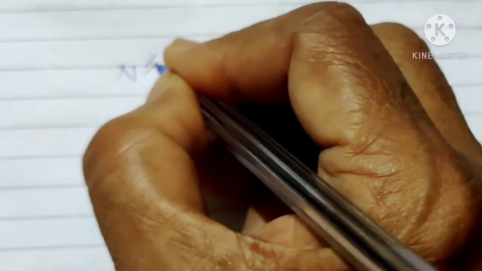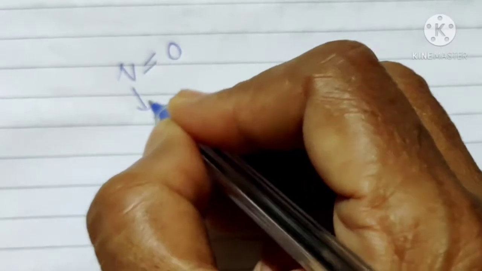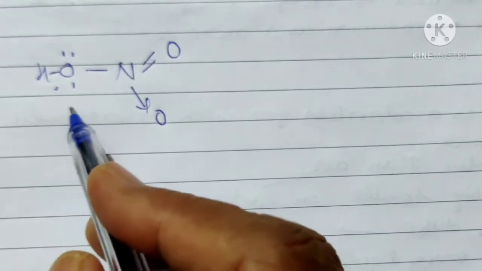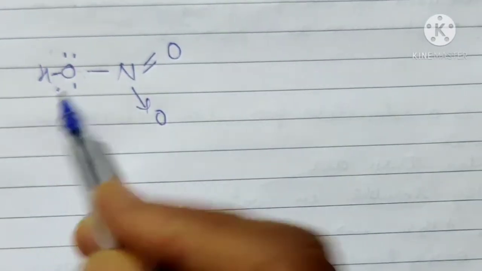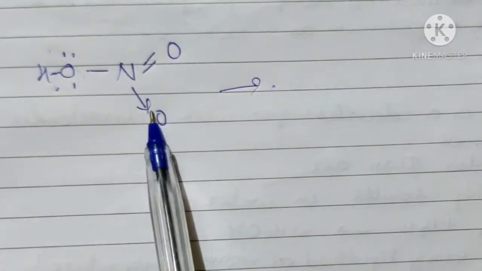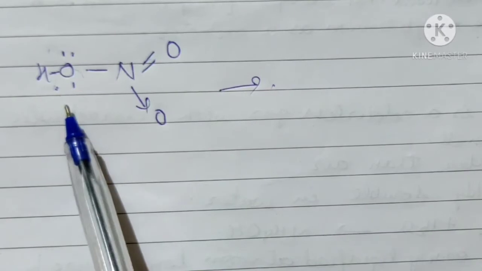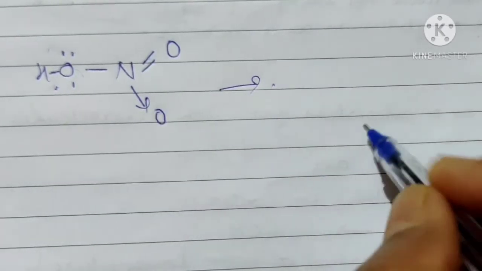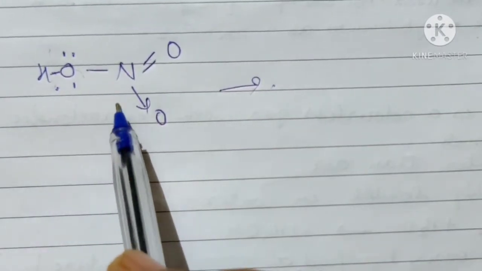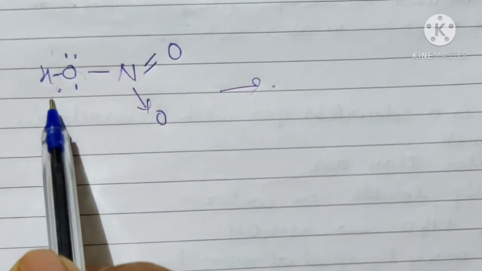Now the structure of nitric acid. In nitric acid, the nitrogen is sp2 hybridized, forming one double bond, one coordinate bond and one single bond. So this is the structure of nitric acid. Now this OH bond is highly polar in nature, and that's why nitric acid can give an H plus ion. Clear? So in the structure of nitric acid, there is one coordinate bond, one double bond, and one OH bond. Because this OH bond is highly polar, nitric acid is an acid, or rather a strong acid.